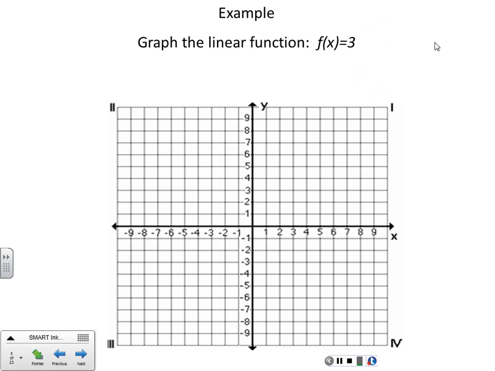What is this? F of x equals 3. You should know this from your piecewise functions. This is a horizontal line crossing the y-axis where? At 3. It's here. You should know that from your piecewise functions. We've already discussed that too.